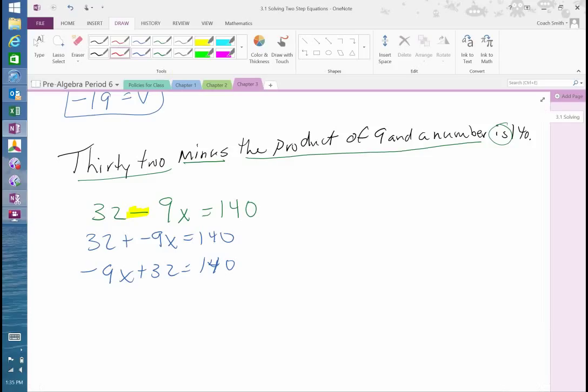So, what is my first step then? Now that I've got it in the form I want it. Haley? Nope. Or add 9. Nope. What do you do, Laney? Yeah. We subtract 32 from both sides. Cancels over here, leaving me 9x equals 108.